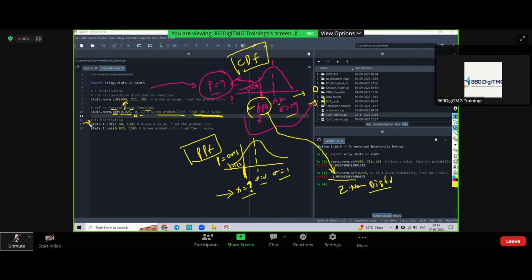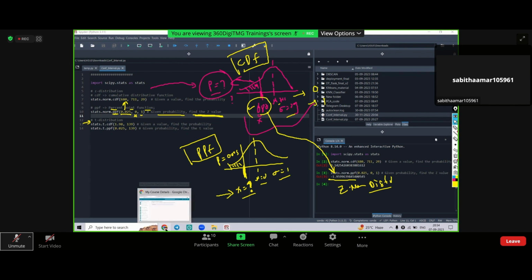Similarly, I can also calculate t distribution. And what is t distribution? Sir, excuse me. Is z value and x value one and the same? Here we are supposed to find out x. In percent point function, as the diagram shows, we have to find out x. Yes.